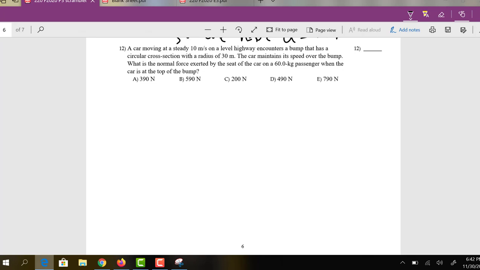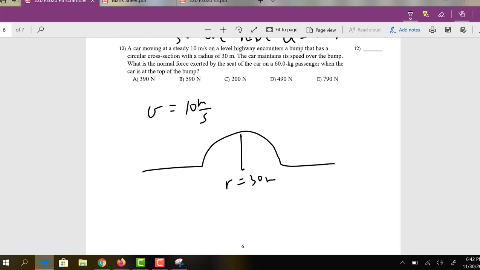Okay, last one. A car is moving at a steady speed of 10 meters per second, and that's the speed. It encounters a highway bump, something like this, a circular cross-section with a radius of 30 meters. The car maintains its speed over the bump. So here's the car. What is the normal force exerted by the seat on a 60 kilogram passenger?